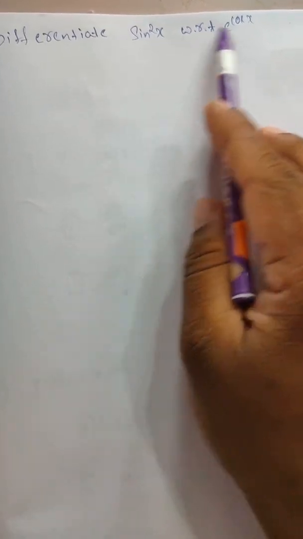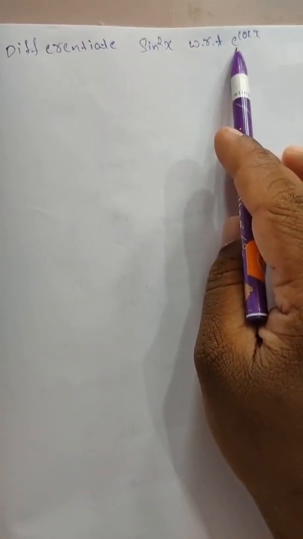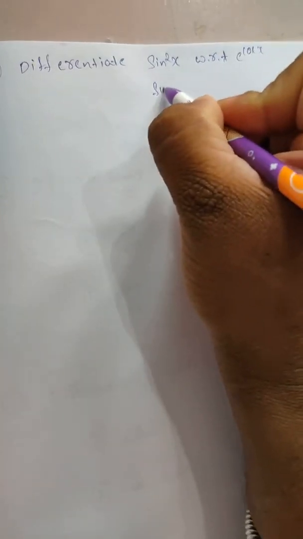This is a separate function, this is a separate function. We are differentiating this function with respect to another function. We call it differentiation of a function with respect to another function.